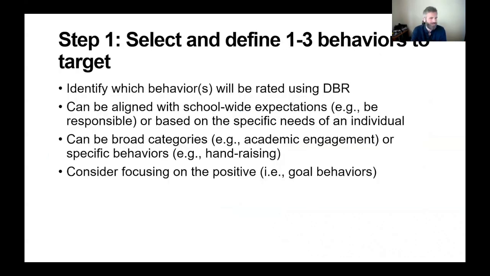Okay, so step one of the DBR process is to select and define 1 to 3 behaviors that you want to target. Kate did such a great job introducing the DBR, and it's so flexible because you choose which behaviors you would like to focus on with the student. And for those students at the tier 2 level, that could be any number of behaviors that you'd like to increase or decrease. A lot of people will just choose to align the behaviors that they want to assess with their school-wide expectations. So if you happen to work in a school that's implementing PBIS, it might be respectful, be responsible, give effort.